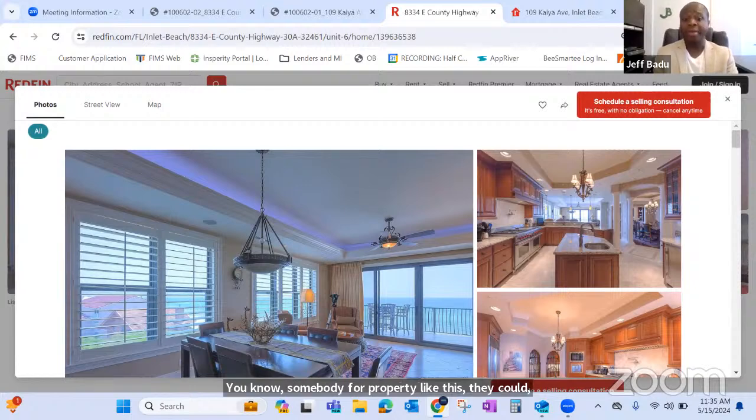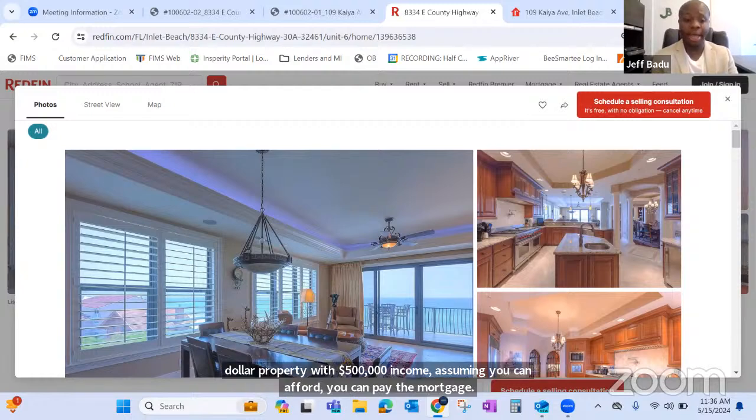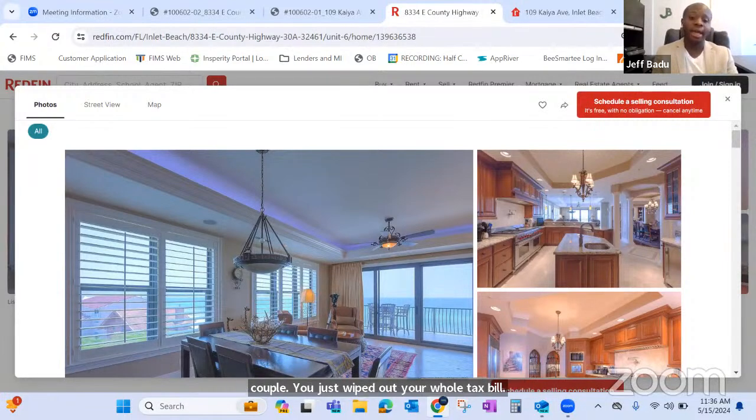But yeah, if you're buying a $5 million property with $500,000 in income, assuming you can afford it, you can pay the mortgage, then technically speaking, in that year, if you're a married couple, you just wiped out your whole tax bill. And now you can use that money, that 175,000 or so that you saved in taxes, and guess what? You can buy another property and do the same thing next year.